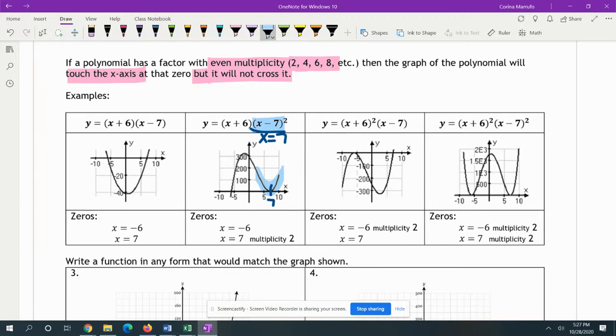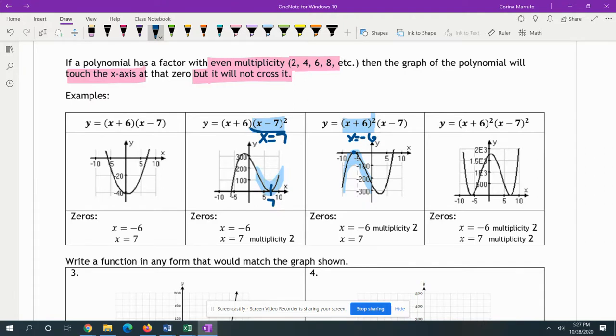They give you another example here. x plus 6 has a multiplicity of 2. So the graph loops around, hits right there at negative 6, and comes back down. Okay, so it touches the x-axis, but it doesn't cross it. So it's still considered a 0, okay? If x plus 6 is a factor, then remember, x equals negative 6 is the 0.